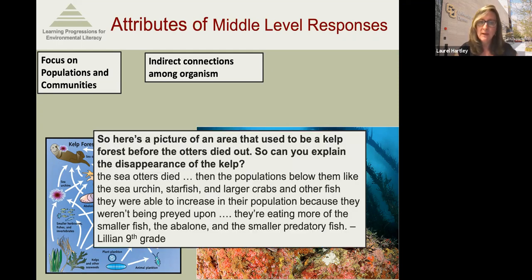So here's a picture of an area that used to be a kelp forest before the otters died out. So can you explain the disappearance of the kelp? The sea otters died, then the populations below them, like the sea urchin, starfish, and larger crabs and other fish, were able to increase in their population because they weren't being preyed upon. They're eating more of the smaller fish, the abalone, and smaller predatory fish. So this student was seeing connections beyond just the direct connections.